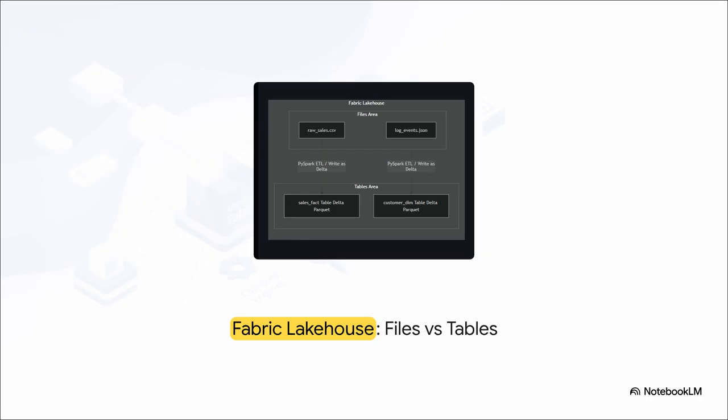Down on the bottom, you have the tables area. Once you run your Spark ETL process, the data gets written down here as managed Delta Parquet tables. And here's the real magic. Any table created here is instantly registered in the Fabric Metastore, and boom, it's queryable via SQL.